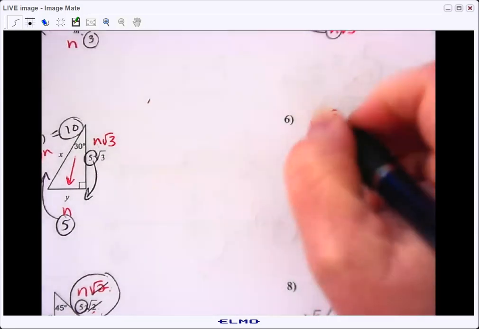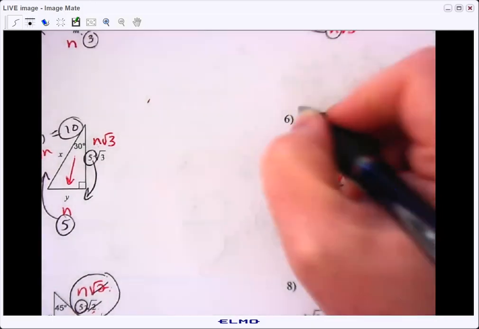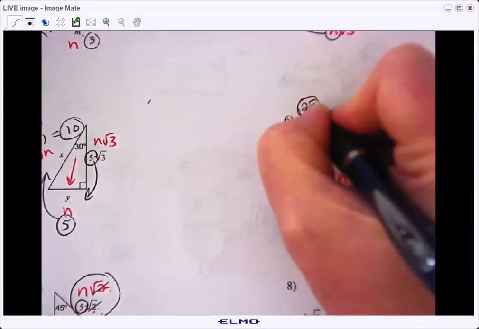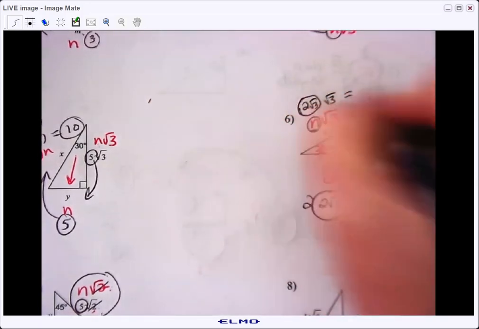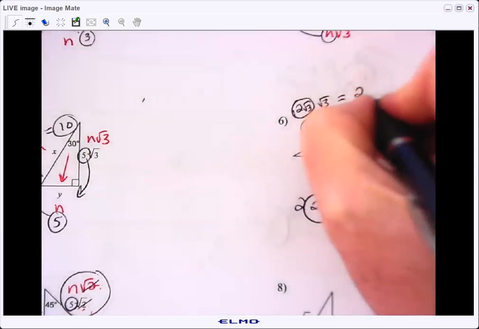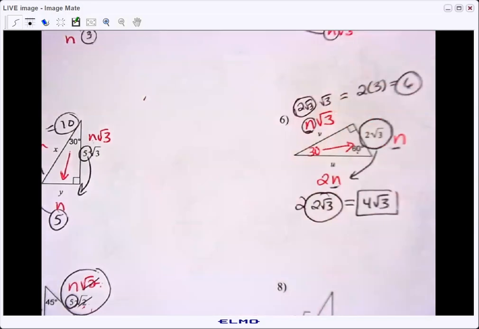What am I going to substitute for that n up there? 2 root 3. Yep. So there's my 2 root 3 with a root 3. What is root 3 times root 3, people? 3. This is 2 times 3, which is 6. And you're done.